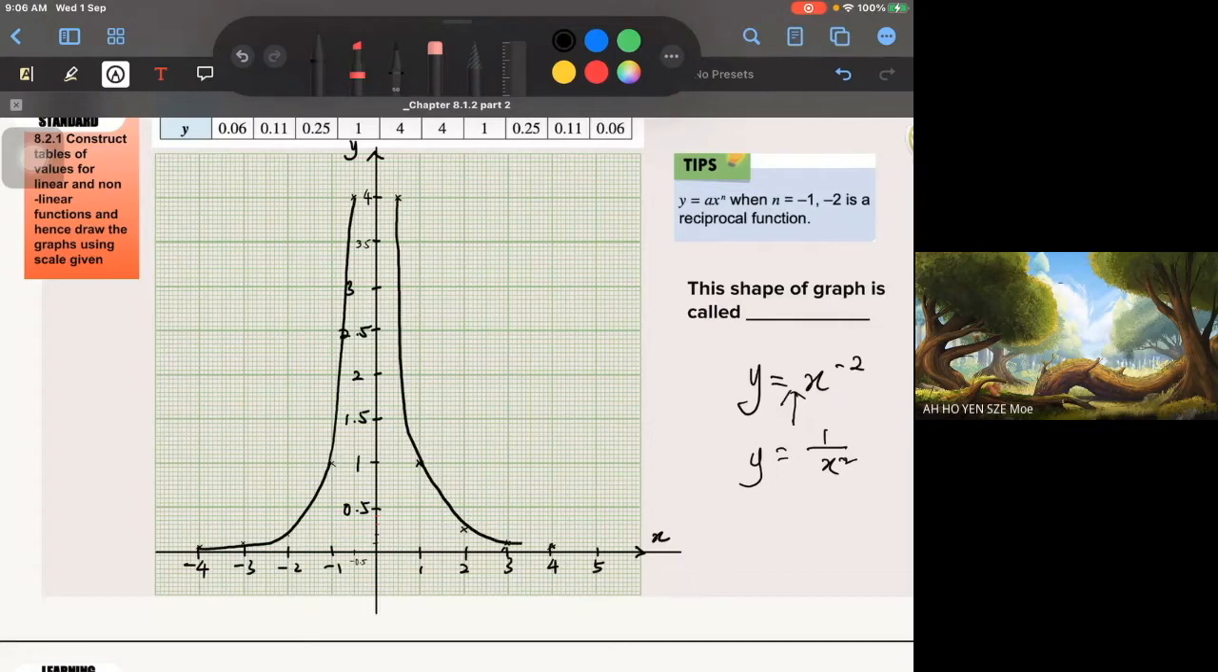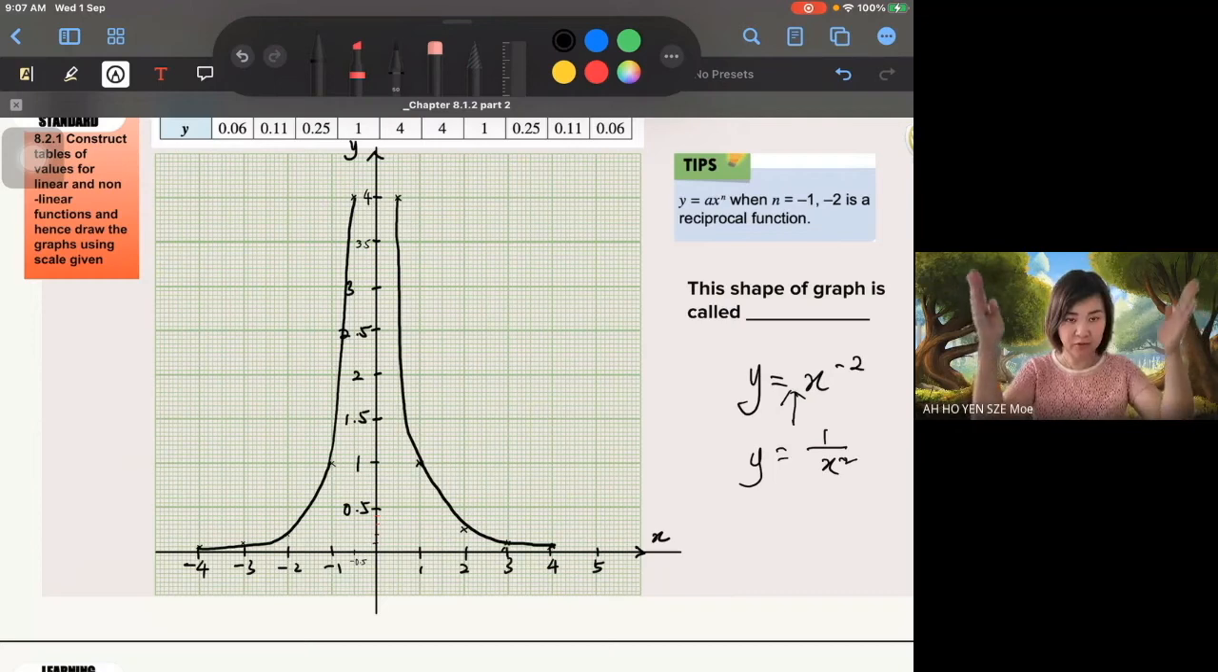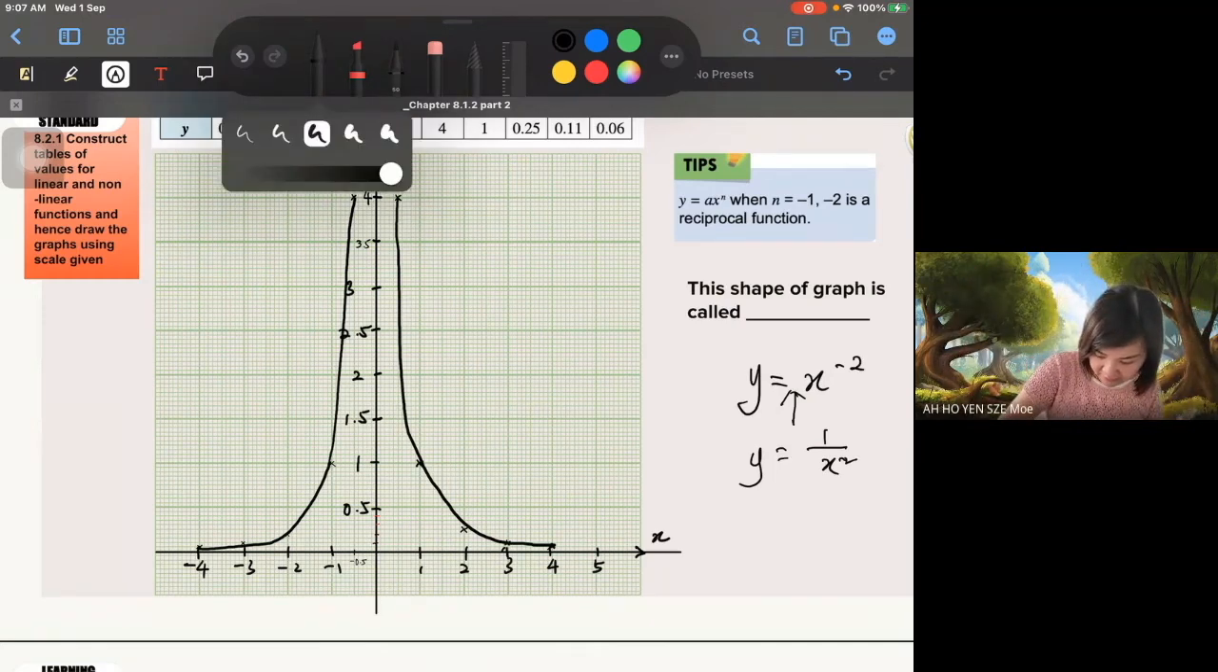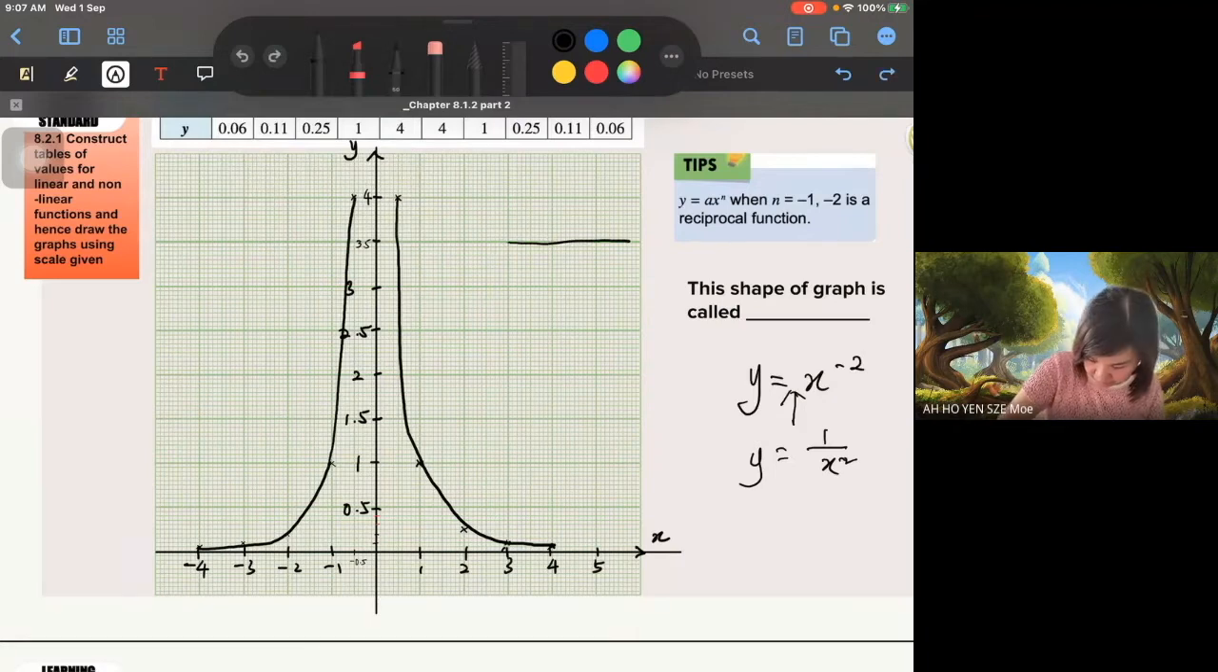Make sure your line is passing through all the points. Okay, passing all the points. So this is like reciprocal also. Just now on the first and the third quadrant. This is on the first and the second quadrant. So actually, quadrant is like this one. Just to let you know. Okay, it's going to be a straight line.